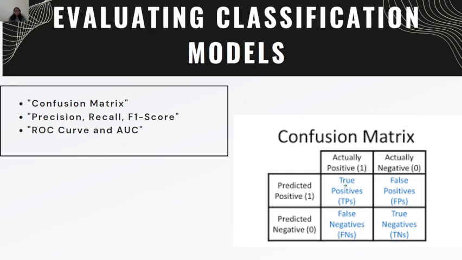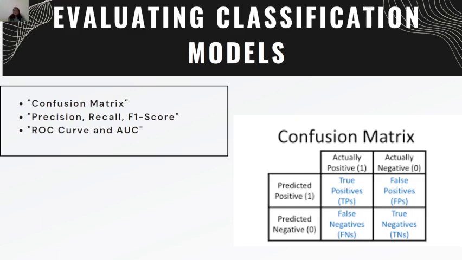From the confusion matrix, we can derive precision, recall, and F1 score, which give us a deeper understanding of the model performance, especially when the data is imbalanced. Another important metric is the ROC curve, which plots the true positive rate versus the false positive rate at various thresholds. The AUC, area under the curve, measures the overall ability of the classifier to discriminate between classes. The higher the AUC, the better the model is.